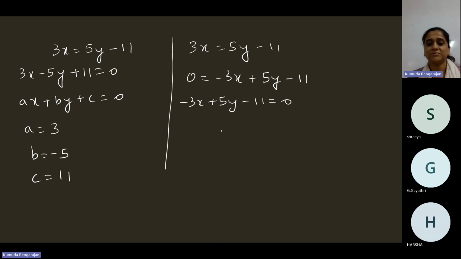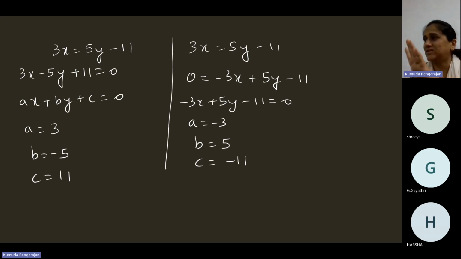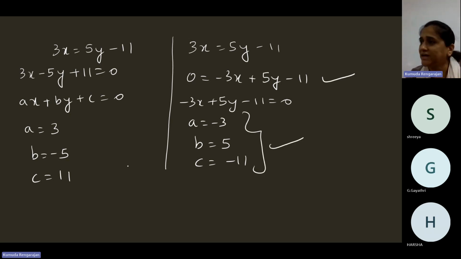Yes or no? What's the value of A then? Minus 3. What's the value of B? 5. What's the value of C? 3 minus 3. Yeah, so you will get marks for both. Because this is an exercise just to identify A, B, and C correctly. If you transpose, or if you do it like this, you should identify A, B, C correctly. You're right, it's just for identification purpose. If you write it like this, then you're right.